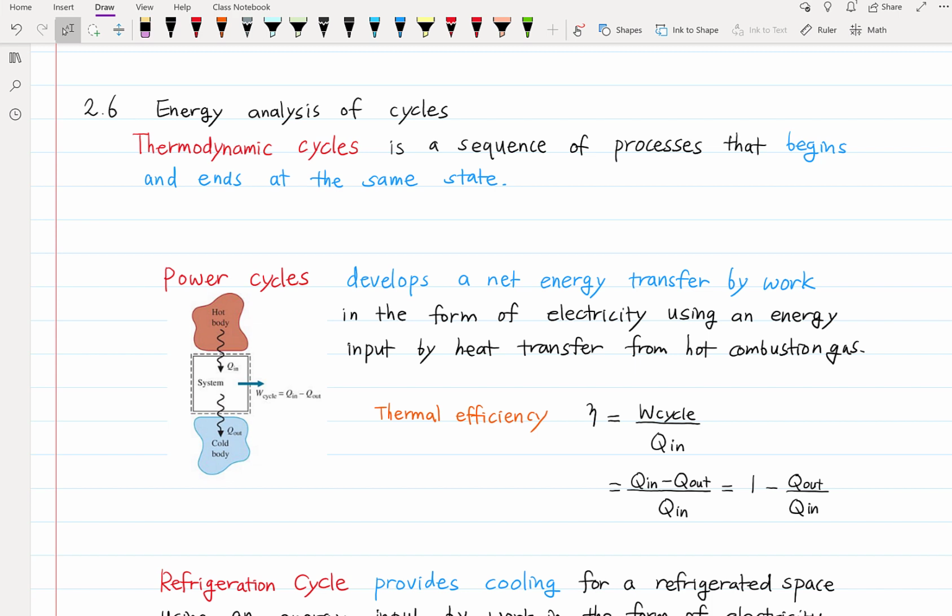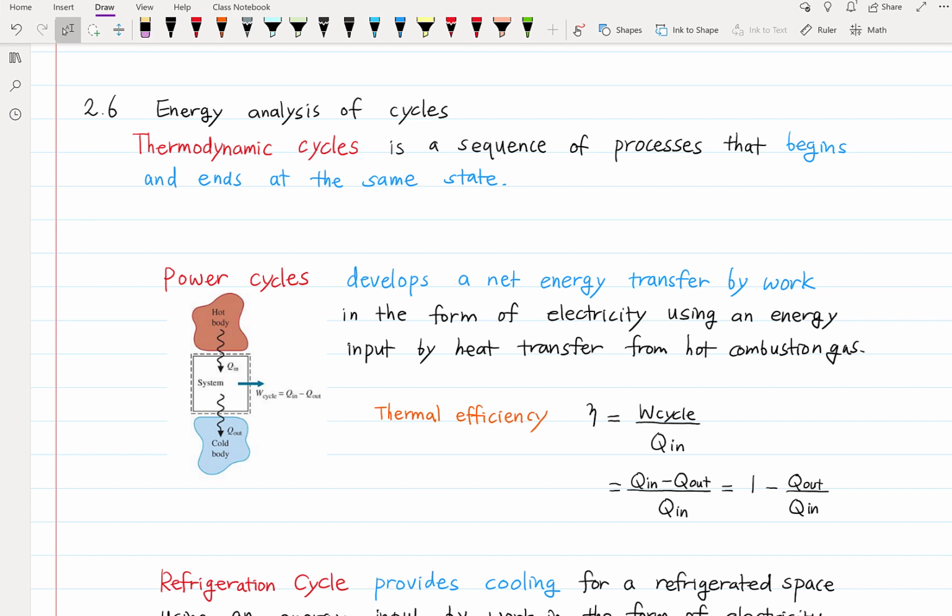A system may go through a series of processes. A system is called a cycle if the final state ends at the initial state. So it may experience several states, but the final state returns to the initial state. So the net change in the property values for a cycle is 0.